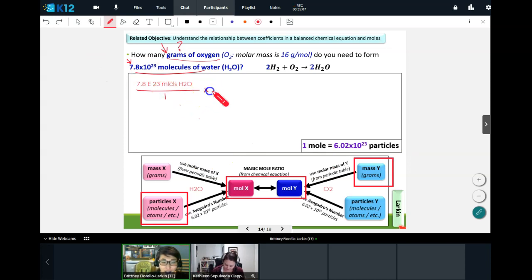Now, in the next step, I want to get rid of molecules of H2O. Second easiest question, so where should I put it? Top or bottom to get rid of it? Everybody should know the answer to this by now. We've done this a bajillion times now. Yeah, molecules of H2O, on the bottom.